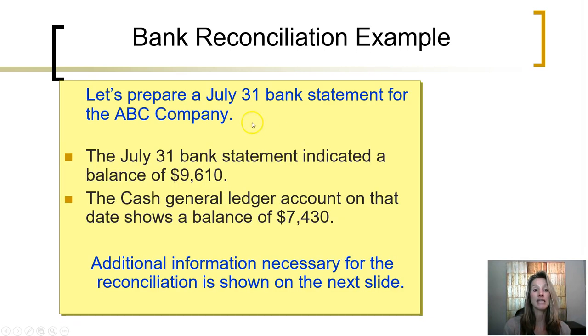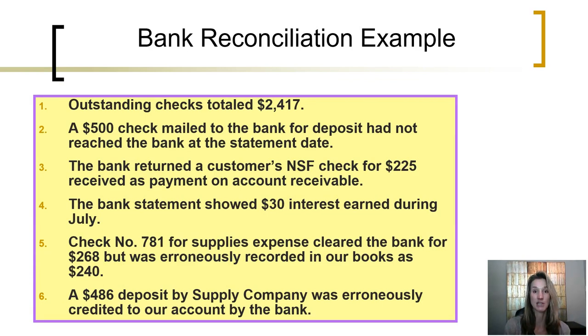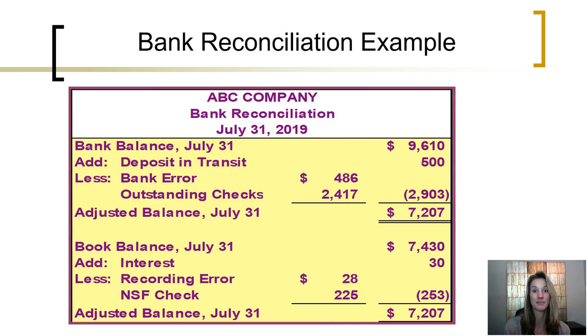The very first thing we need is the two balances, the bank statement balance and the cash general ledger balance. We will come back to this additional information in just a moment. So here we are with ABC Company. We have two balances. We have the balance that's reported on the bank statement, and we have the balance that is reported in the general ledger cash account on July 31st.